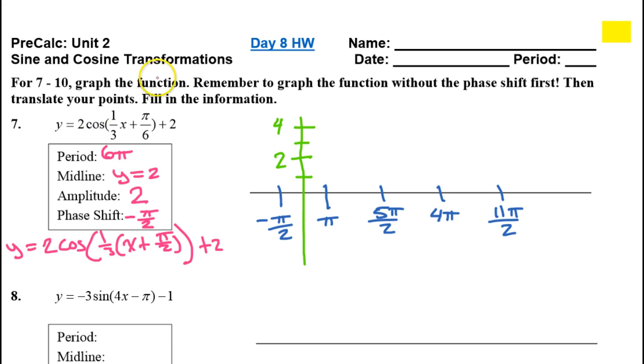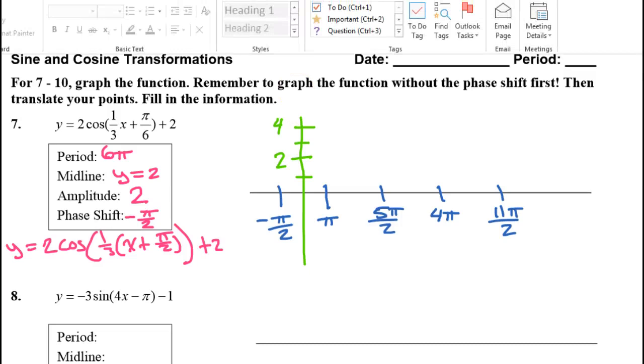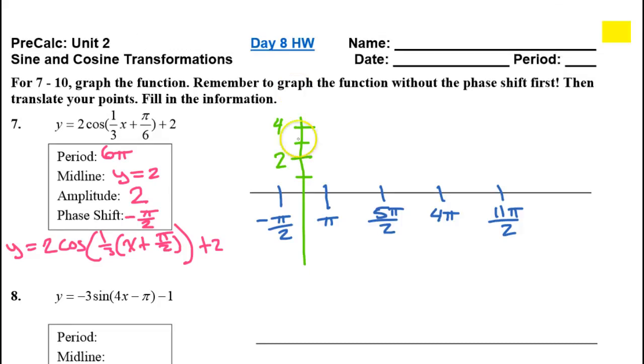So cosine functions start off at the highest value. Wait, for the midline, we need to put a dotted line at the midline. So let's put a dotted line straight through here. All right, this is the midline. All right, this is mandatory.